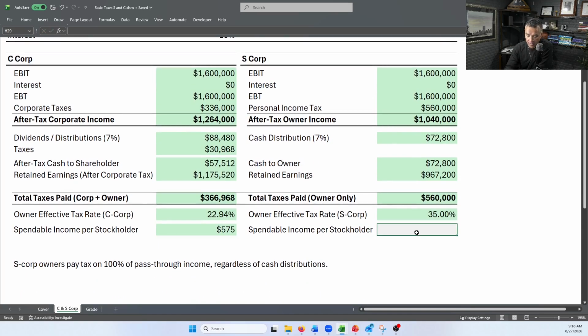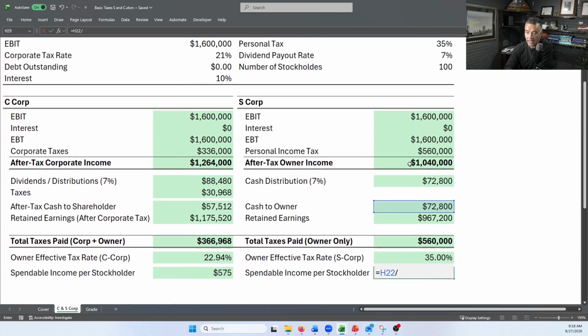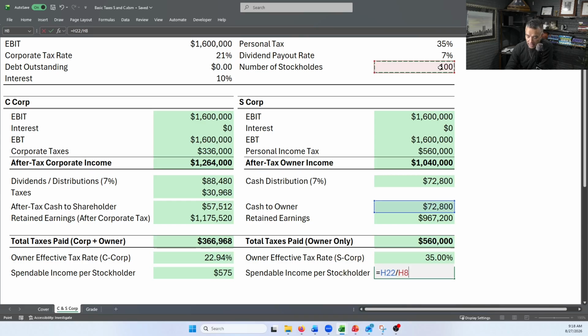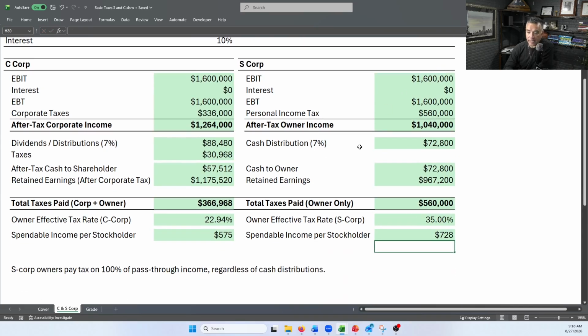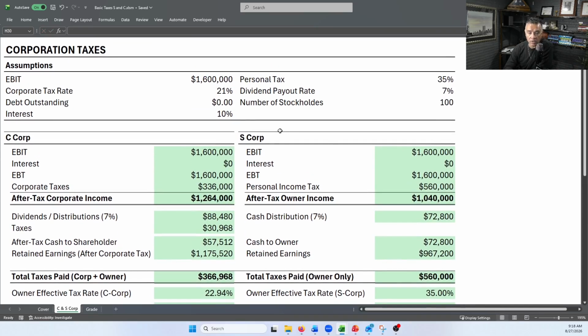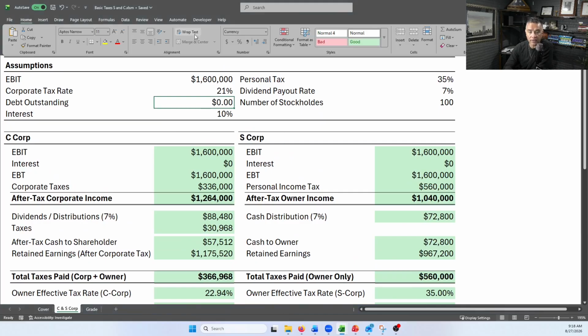And then this would be the same example. I'm going to take the cash to owners. I'm going to divide it by the 100. So this is all complete. And now we could do a little bit of playing around on it. One thing I got to do here.